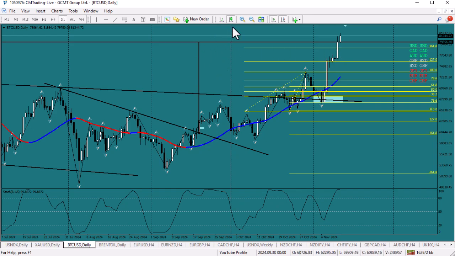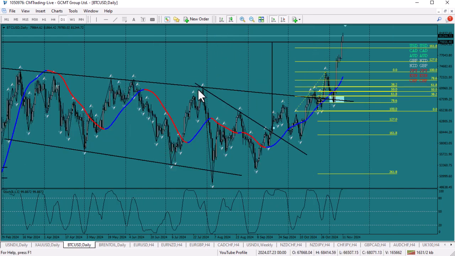And then the target, I showed you the shoulder, the head, the shoulder, the neckline, the distance from that neckline, and I added that to the break, and that was the $80,000 level. It's even cut through that. Now you can push it further on head and shoulders, guys. There's really no reason to specifically exit that. That is just the minimum target objective on cryptocurrency.